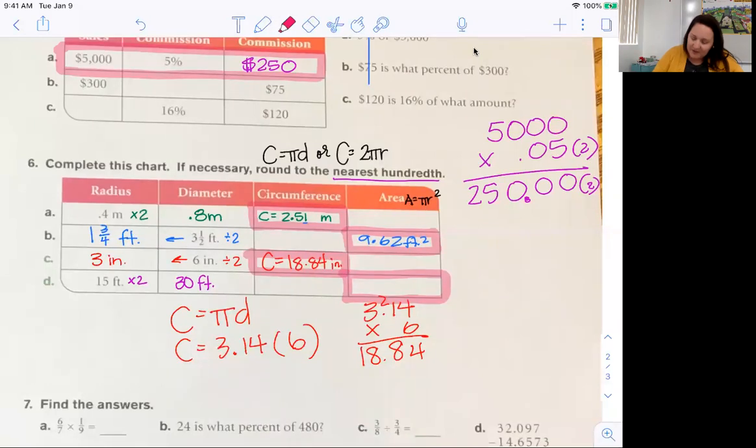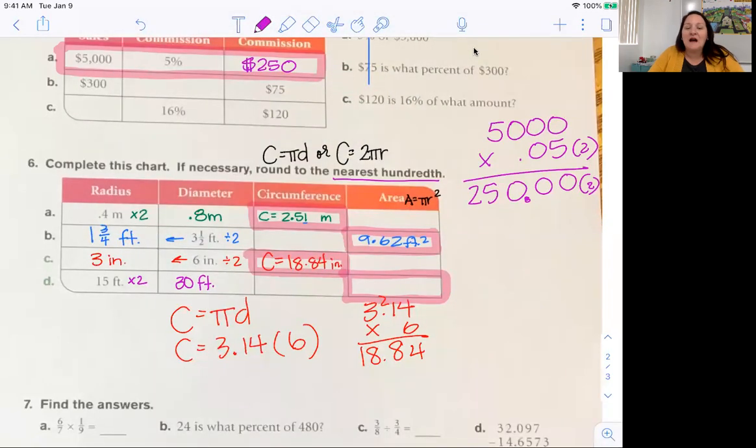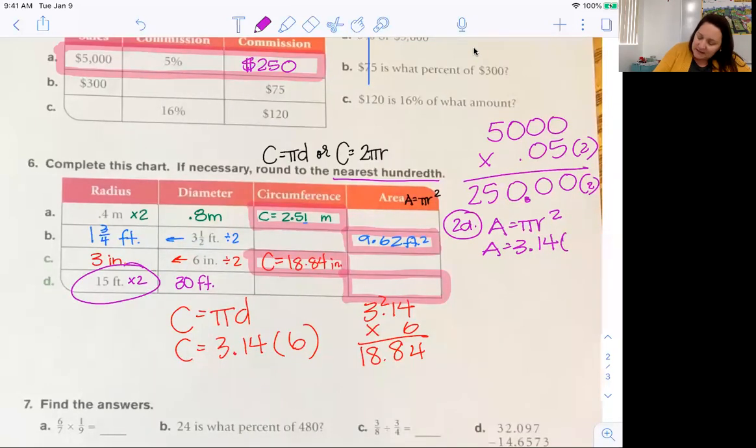Okay, let's do one more together. We're going to look at the area of a circle with a 15-foot radius, and it won't be as difficult as the last one because there are no decimals. So I'm going to see if we can work it over here. 2D. We have area equals pi r squared. Area equals 3.14 times our radius is 15, so 15 squared. What is 15 squared? If you don't know it, let's work it out.